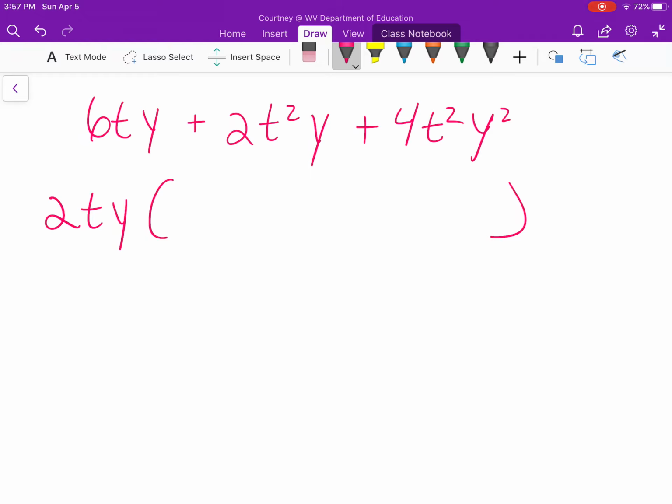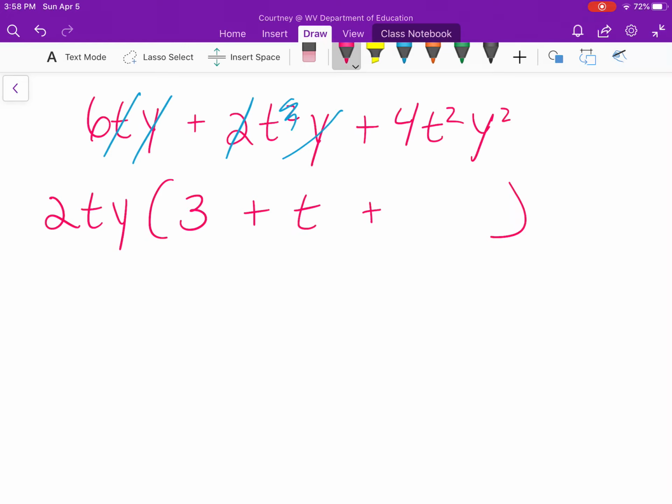When we take 2 away from 6, we're dividing. 6 divided by 2 is 3. We took this t away and we took that y away, so there's nothing left there. It's just a 3. Let's move on to the middle one. We took a 2 away from the 2, so there's nothing left there. Let me just do it with blue to keep it consistent. We have t squared, but we took 1 t away, so we have a t left. And we took this y away, so there's nothing left there, just a t.